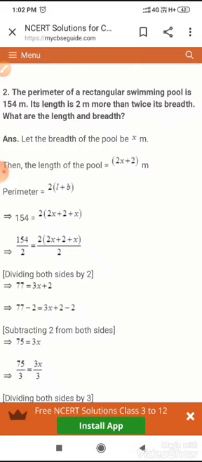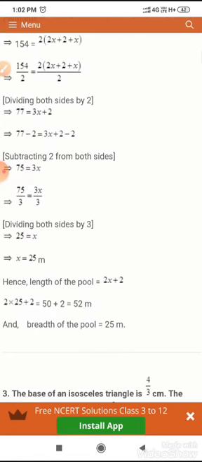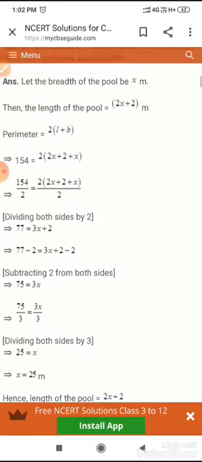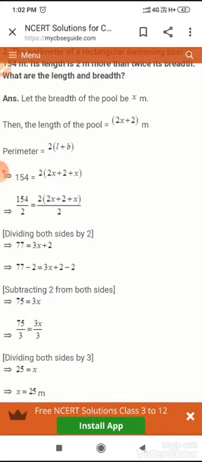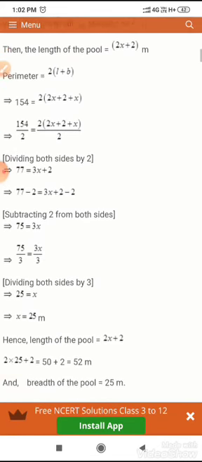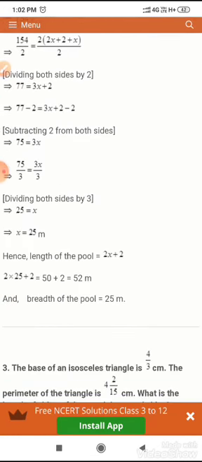So the breadth of the pool is 25 meters. Then for finding the length, we have to put this value in the equation of the length. So our answer is 52 meters.